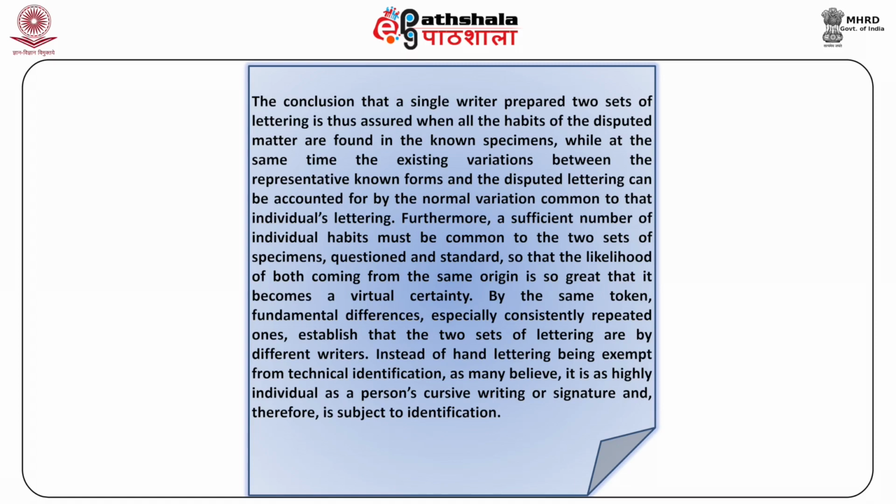between the representative known forms and disputed lettering can be accounted for by the normal variation common to that individual's lettering. Furthermore, a sufficient number of individual habits must be common to the two sets of specimens, question and standard, so that the likelihood of both coming from the same origin is so great that it becomes a virtual certainty. By the same token, fundamental differences, especially consistently repeated, establish that the two sets of lettering are by different writers. Instead of hand lettering being exempt from technical identification, as many believe, it is as highly individual as a person's cursive writing or signature and therefore is subject to identification.